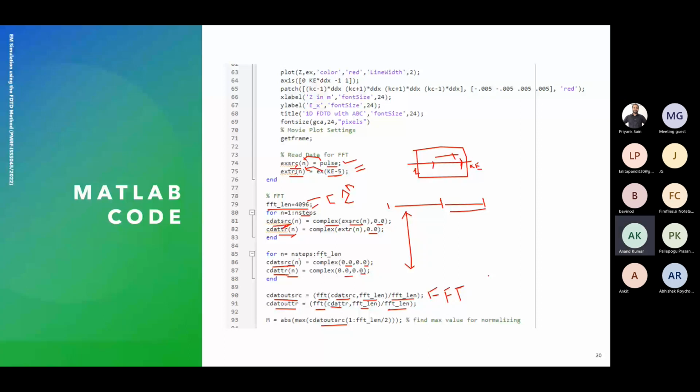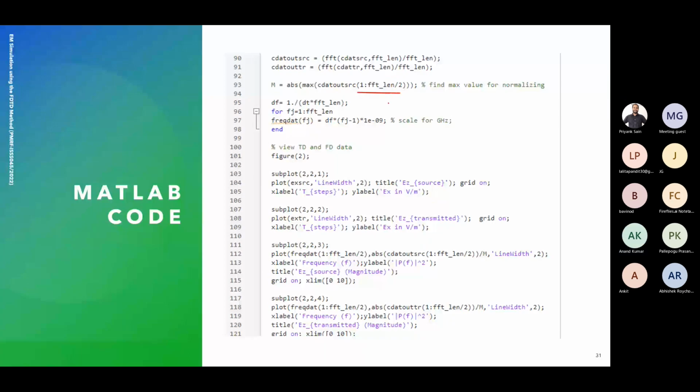Yeah, so we have seen till over here in the last slide. Now, for plotting it, we take the dt, multiply it with the FFT length and take 1 upon it so that we get a df. Then we use this df, multiply it with these numbers, and scale it to gigahertz and store it in the frequency data. This is needed just to plot the frequency domain result, so you don't have to worry about it much.